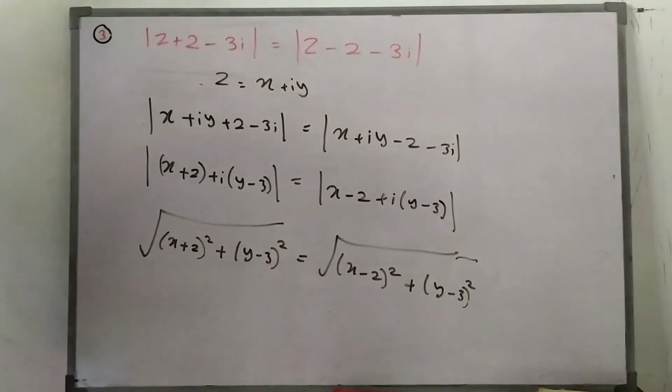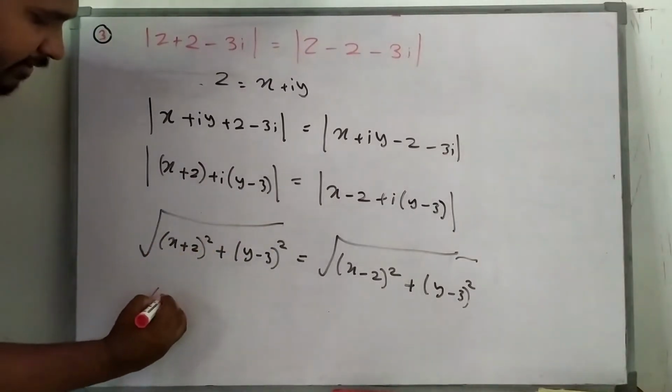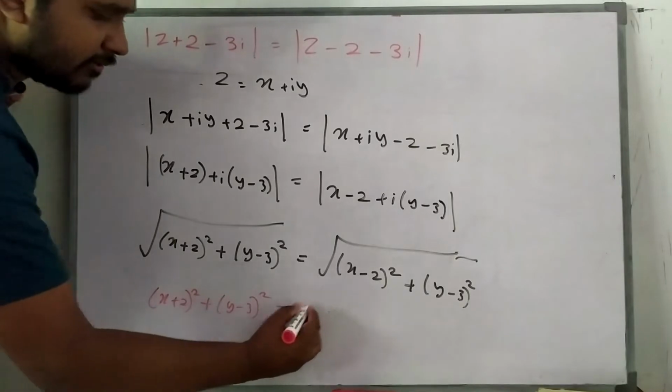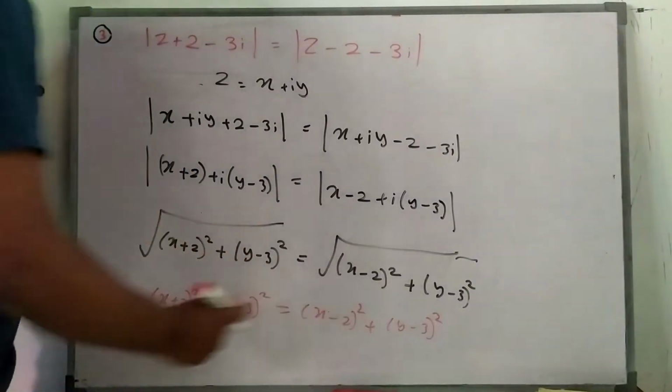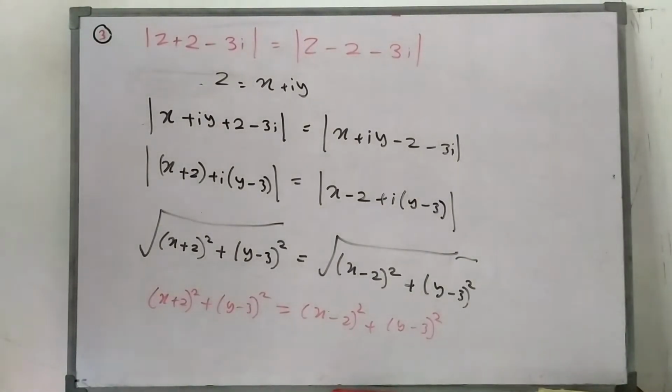So likewise we can square both sides, then the square root will disappear. (x + 2) squared plus (y − 3) squared equals (x − 2) squared plus (y − 3) squared, right? So likewise we can expand this.